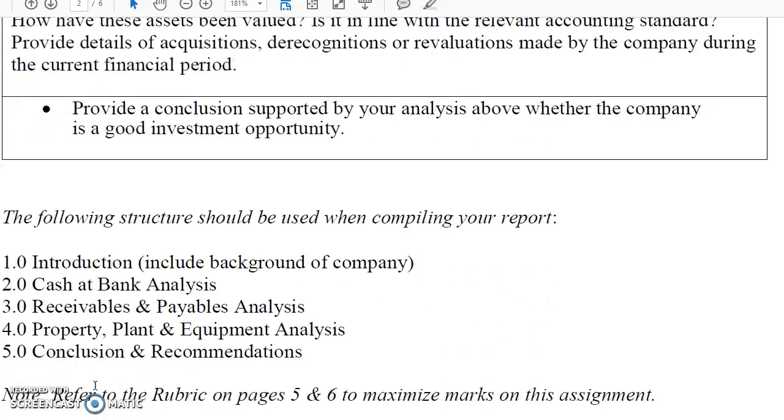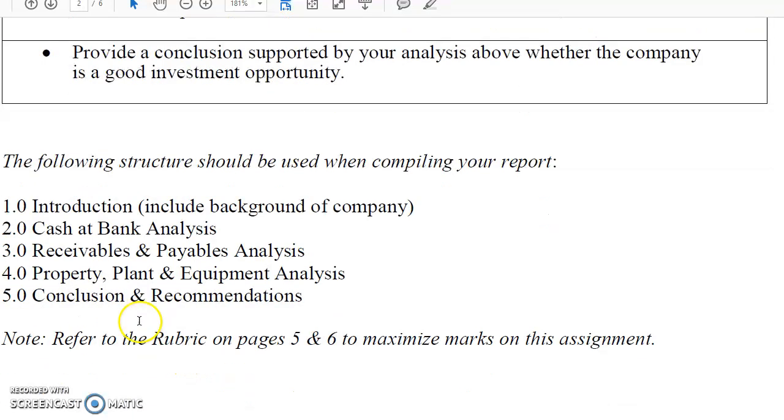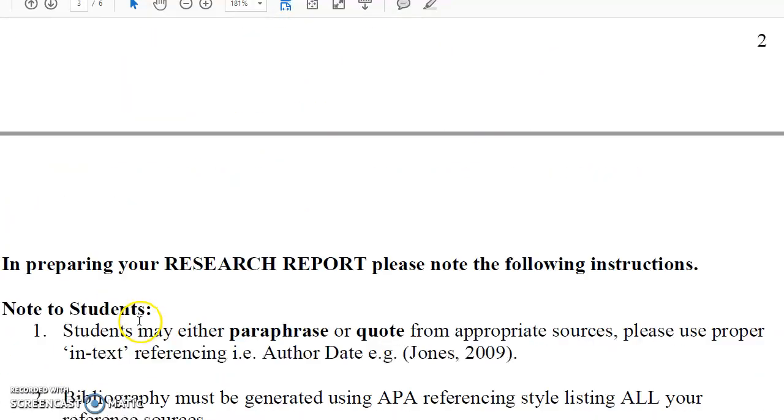The following structure in compiling your research report will be followed. Your introduction, which includes the background of your company. You do cash at bank analysis, giving your tables, your graphs, etc. to support your analysis. Your receivables and payables analysis, showing your analysis and your ratios. Property, plant, and equipment analysis, answering those questions and showing your analysis, and your conclusion and recommendation. I hope that's clear. Please follow the instructions and the template provided.